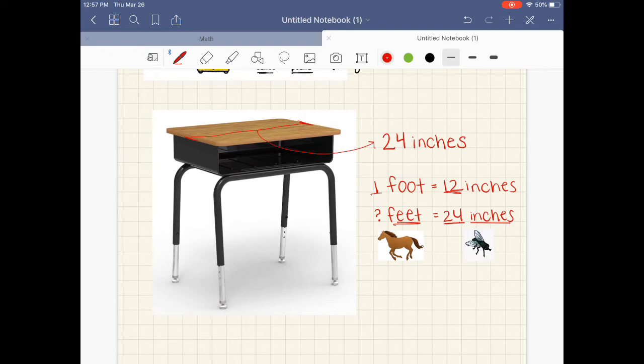So I'm going to take that 24 inches and I'm going to divide it by 12 inches because in 1 foot there's 12 inches. So this will tell me how many feet make up 24 inches. Fly to horse, divide of course. So I'm going to do 24 divided by 12, which equals 2. So my desk is 24 inches long. It's 2 feet long. That's how many feet long because 2 feet equals 24 inches. So that's the little rhyme that we're going to use every time we convert measurements. Horse to fly, multiply, fly to horse, divide of course. I want you to remember that.